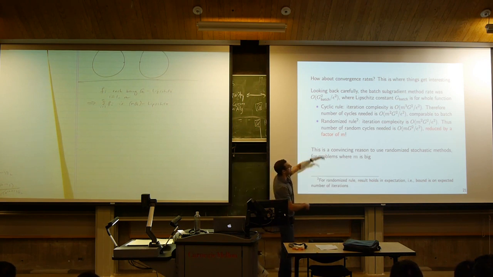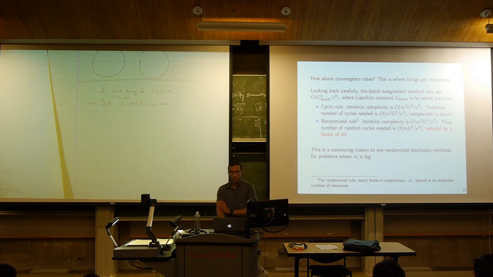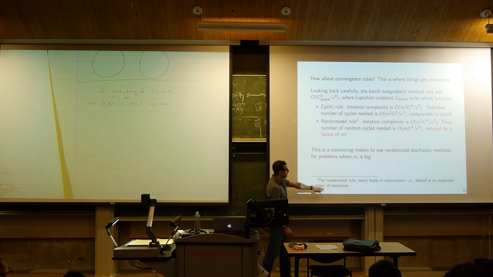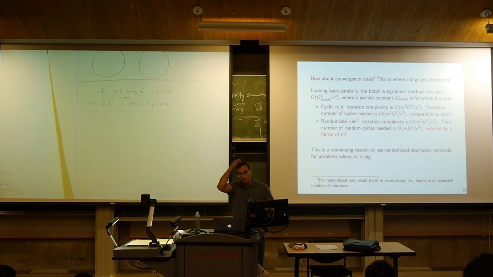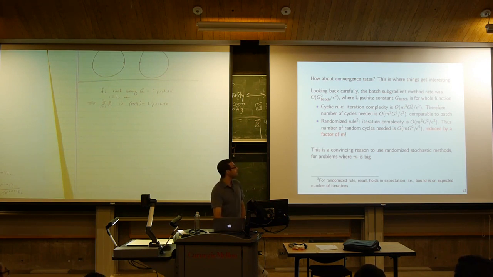So when we look at the cyclic rule, that seems comparable to the batch method, right? It's the Lipschitz constant squared for the whole criterion divided by epsilon squared. So it looks maybe as if there's no real reason in terms of rate to use the cyclic rule. The randomized rule actually has, on paper, a much more favorable convergence rate. And this is a result that holds in expectation. So to be precise, this is a bound on the expected number of iterations needed by the randomized rule, because it's random. So the iteration complexity turns out as m squared times g squared over epsilon squared, which is a factor of m faster, this average case rate, than the cyclic rule.